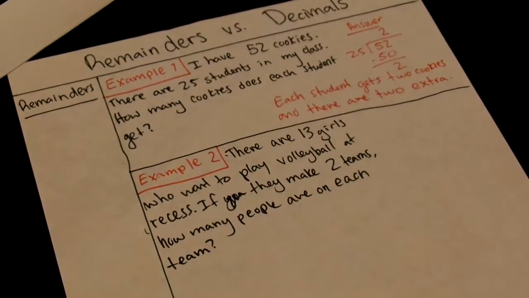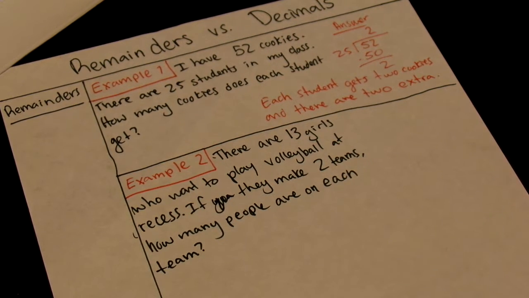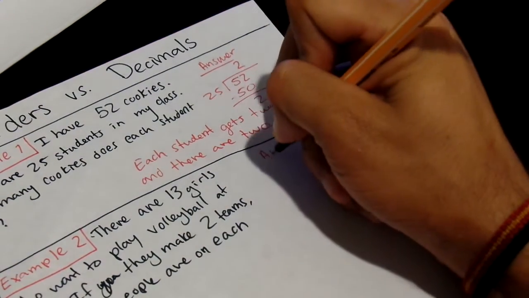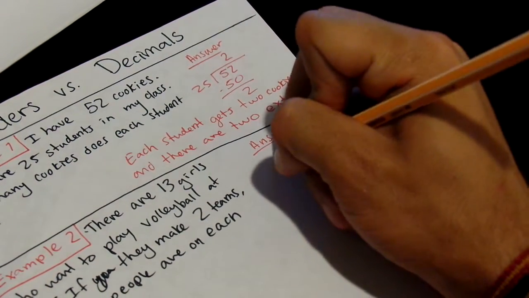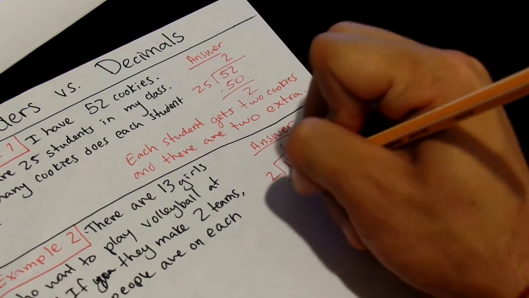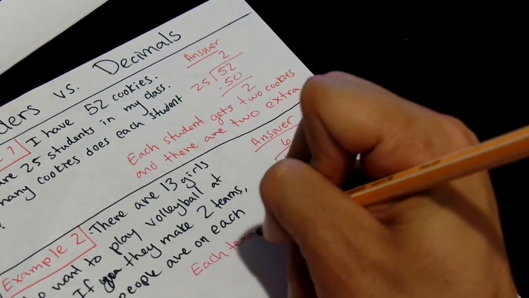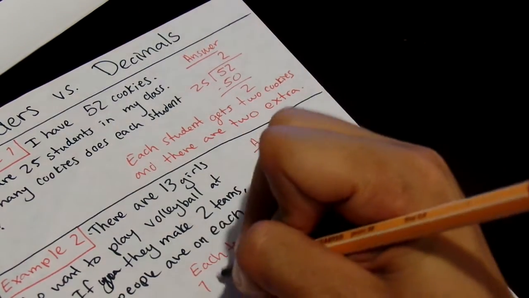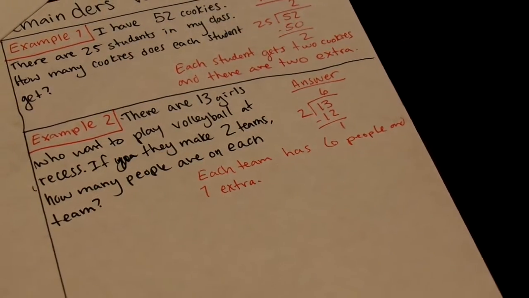So we see there's a problem here. Now again, would they ever say each team is going to get 6.18 people? No, you can't have 0.18 of a person. And if you do, that's a bigger problem than finding teams for volleyball. So in this one, you don't have to do division, but I'm going to. So now, this time we have each team has 6 people and 1 extra. Okay, so each team has 6 people with 1 extra person.